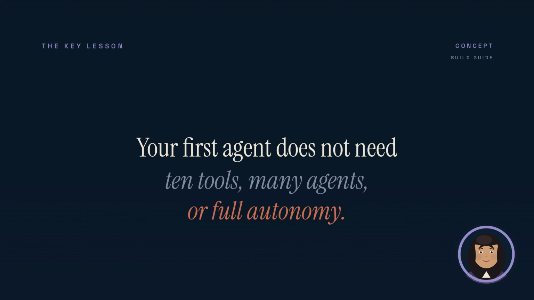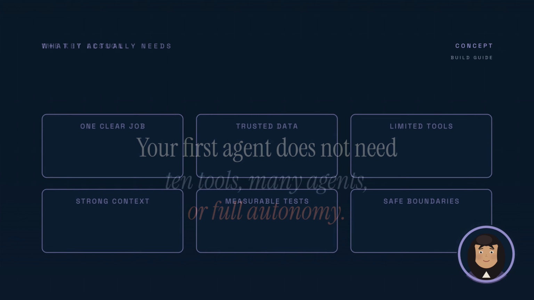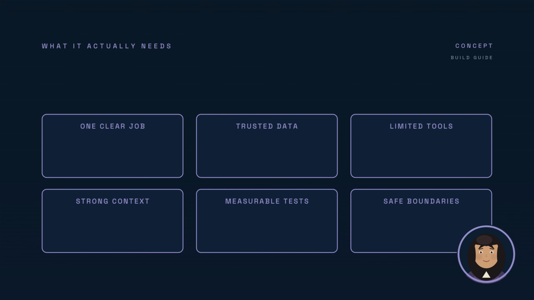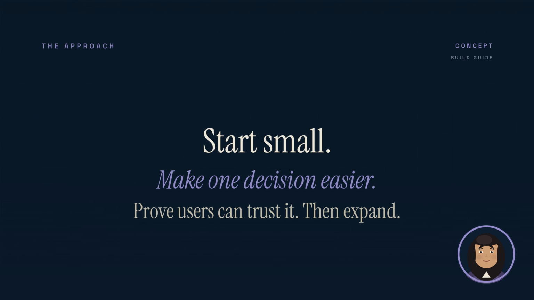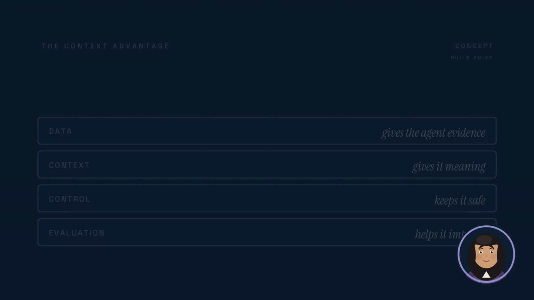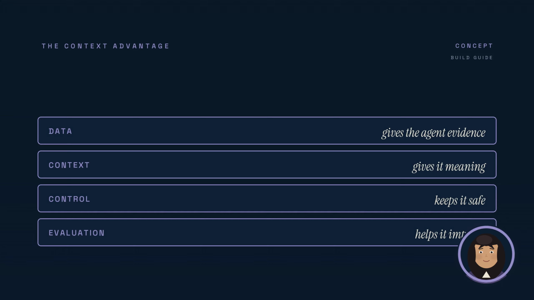Your first data and AI agent does not need 10 tools, multiple agents, or full autonomy. It needs one clear job, trusted data, limited tools, strong context, measurable tests, and safe boundaries. Start small. Make one decision easier. Prove that users can trust the result, then expand. This is also the thinking behind BricksNotes and the context advantage. Data gives the agent evidence, context gives it meaning. Control keeps it safe. Evaluation helps it improve.